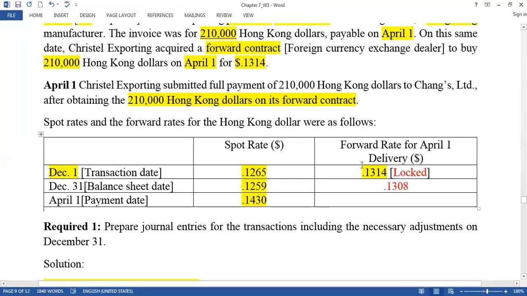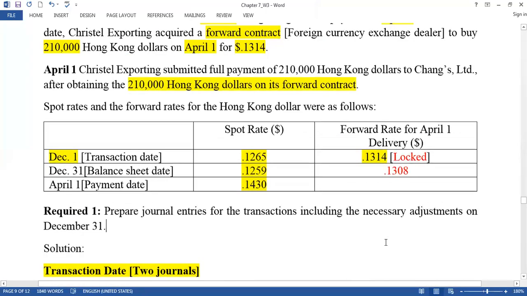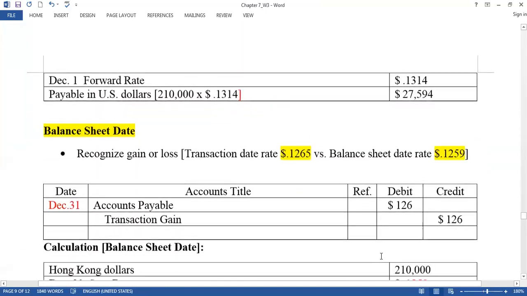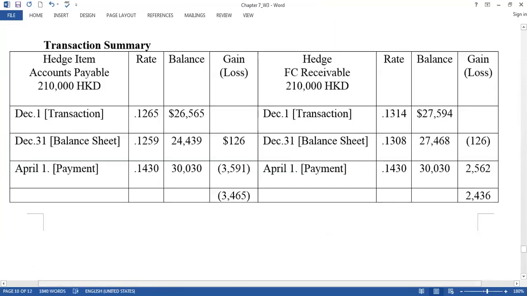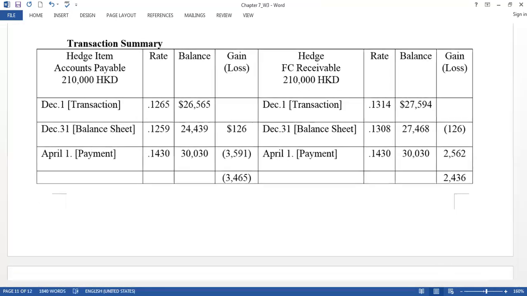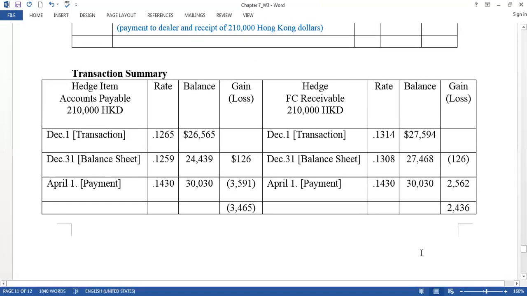Now, based on this information, we are going to solve some journal entries, like what is the journal entry for the transaction date, what is the journal entry for the balance sheet date, what is the journal entry for the final payment date. Okay. Now, go back. Let me explain the summary first, because the summary will give you a clearer idea.